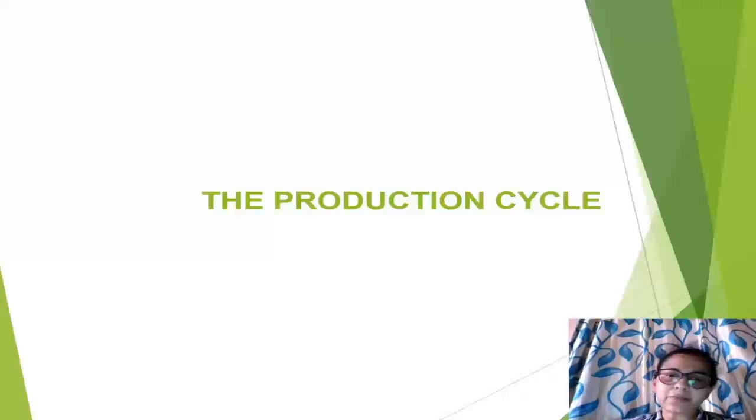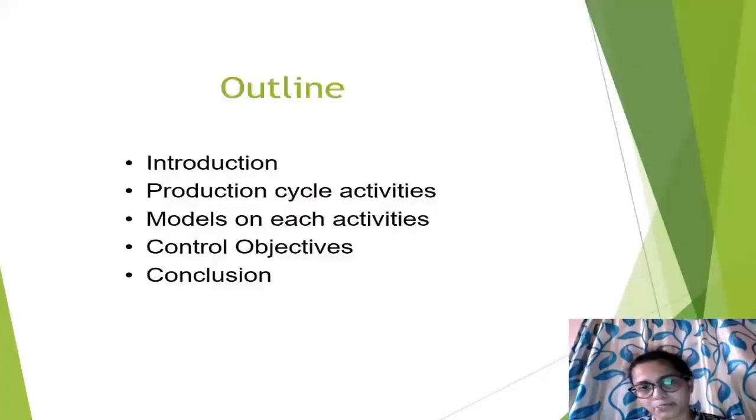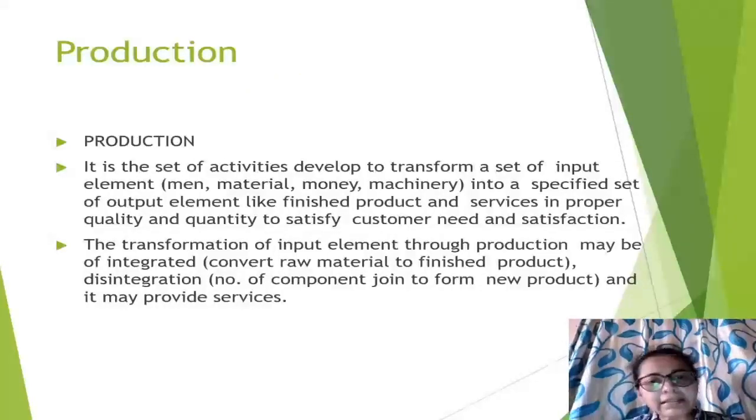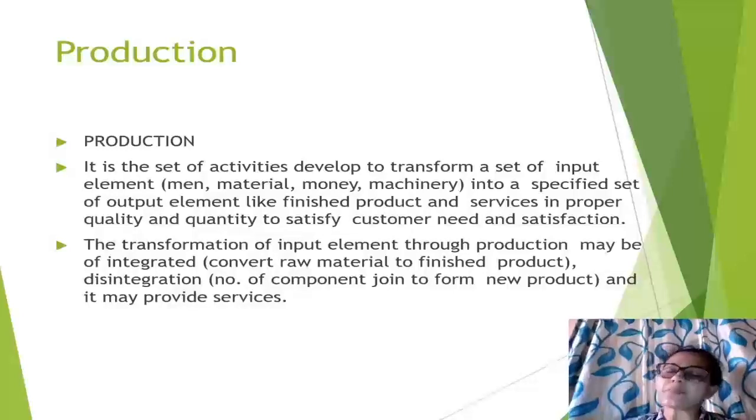Today we will discuss the production cycle. How the production cycle is performed in operation management. It is the set of activities developed to transform a set of input elements, that means material, money, machinery, into a specified set of output elements like finished products or services in proper quality and quantity to satisfy the customer need and satisfaction. Suppose take an example of making furniture.